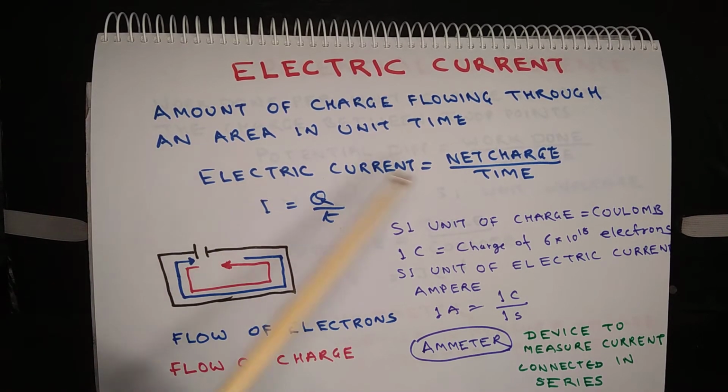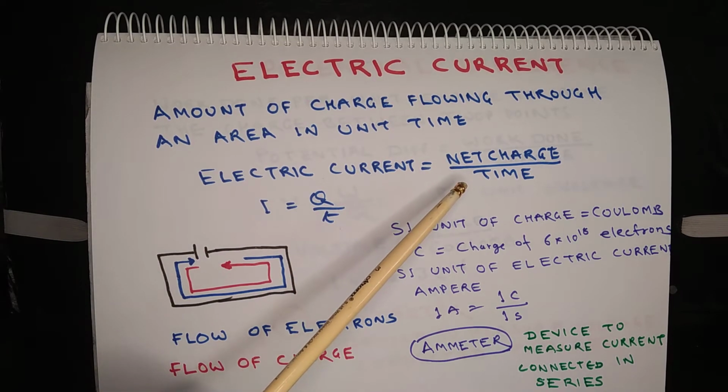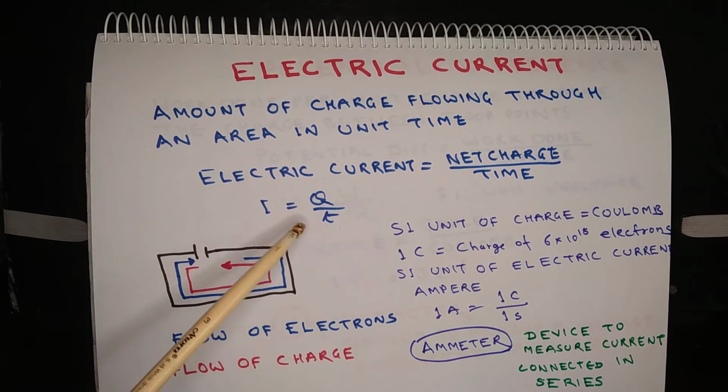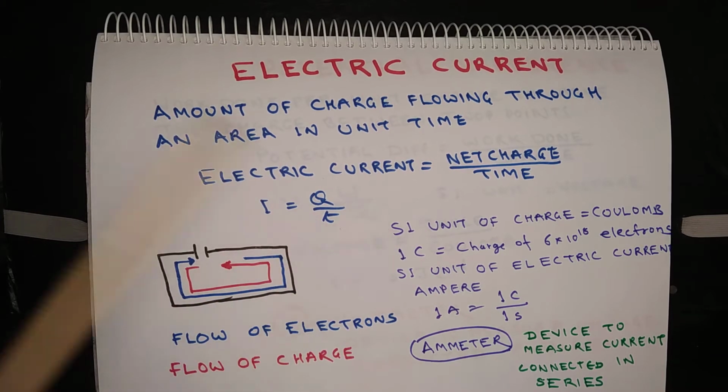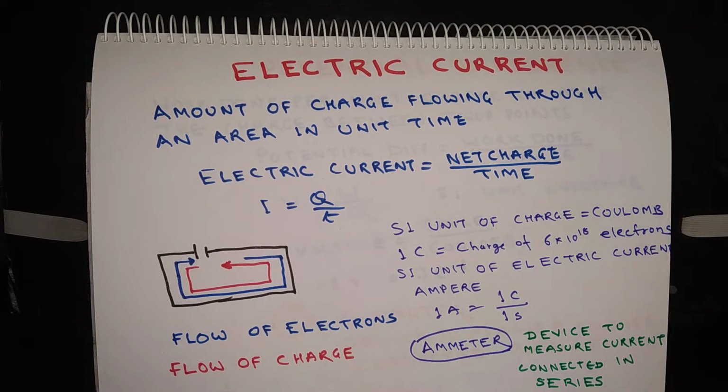So electric current is equal to net charge upon time. I is equal to Q upon T, where I stands for electric current, Q is for electric charge and T is for time. The SI unit of electric charge is Coulomb, SI unit of time is second, and 1 Coulomb is equal to the charge on 6 into 10 power 18 electrons. So SI unit of electric current is ampere, and by this relation we can say that 1 ampere is equal to 1 Coulomb upon 1 second, that is 1 ampere is equal to 1 Coulomb per second.